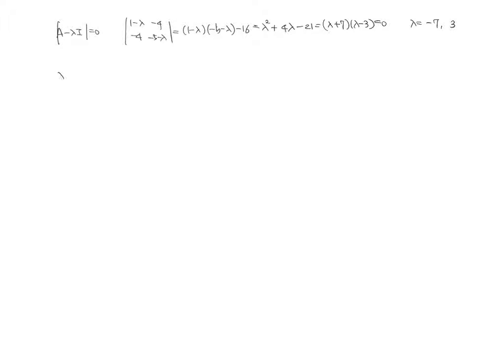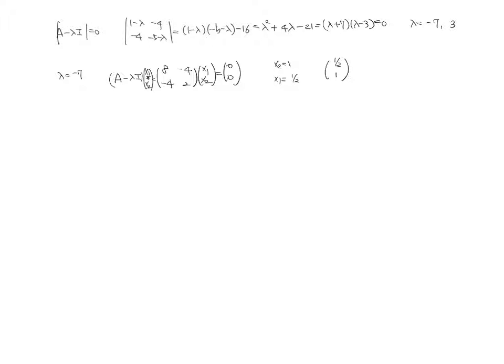When lambda is negative 7, A minus lambda identity will be 8, negative 4, negative 4, 2. So this times x1 x2 will be 0. So when x2 is 1, x1 will be 1/2. So any multiple of this will be an eigenvector.